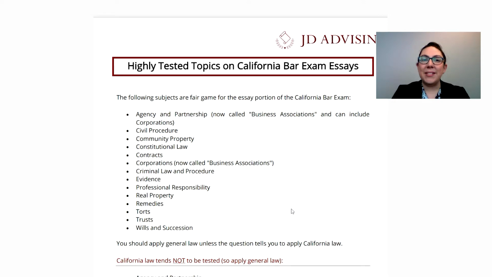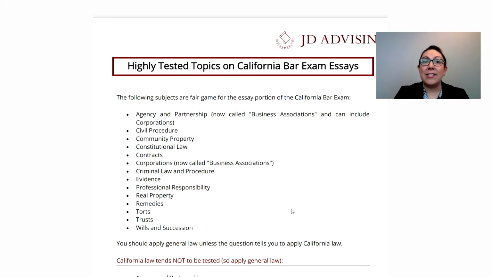So as you can see from this list, there are 14 subjects that are testable on the essay portion of the exam. You will see 5 essays on the exam, so not all of this will be tested every administration. Sometimes California does what we call crossover questions, where they will include more than one subject in a single question. So it's possible that you'll see more than 5 of these subjects on your exam, but you very likely will not see all 14 tested in one exam.